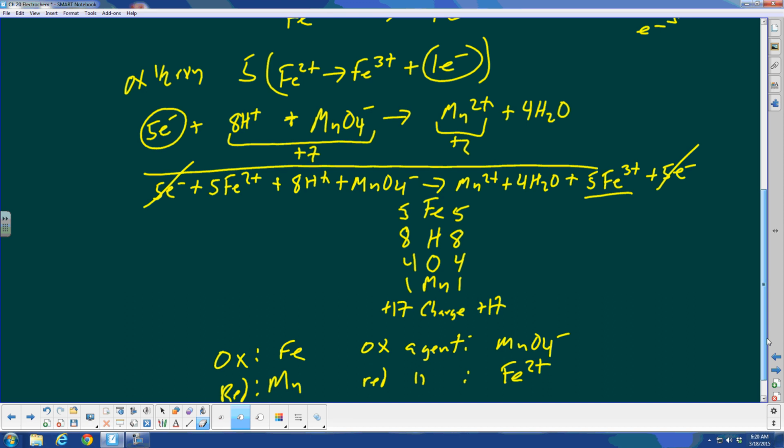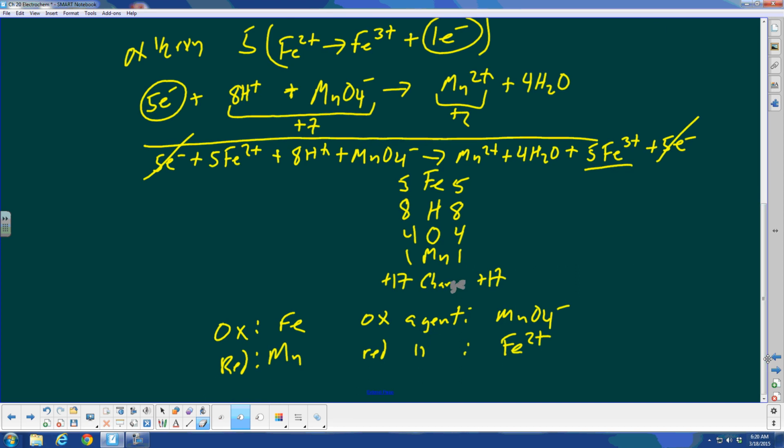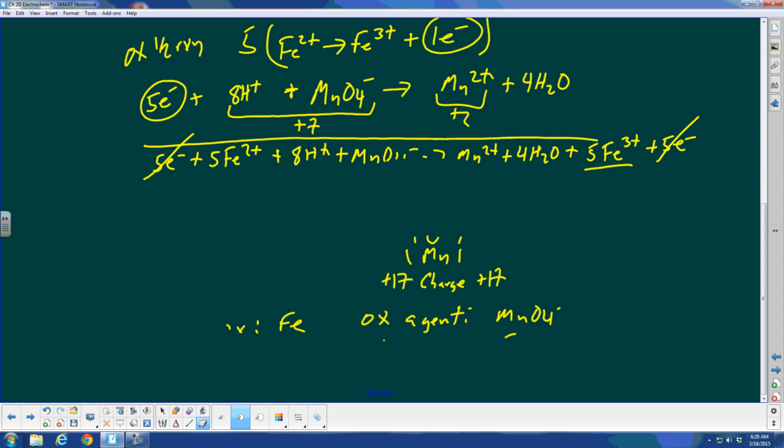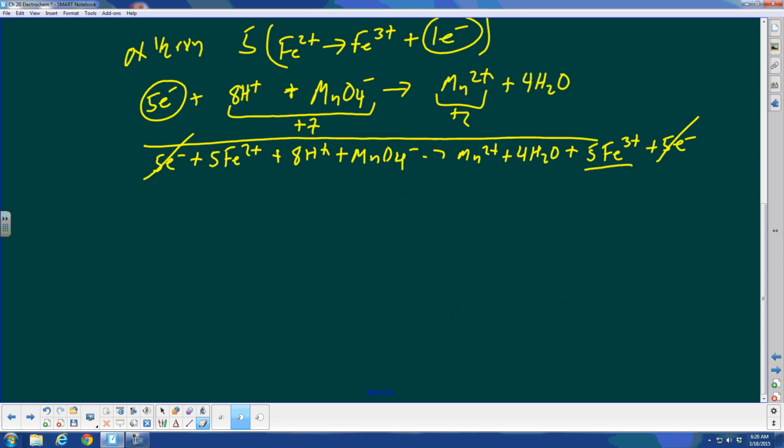So let's take this guy here, and let's say that we wanted to balance this in basic instead of acidic. Right here, this is making this acidic. So how do I make this whole thing basic? Well, I'd add 8 hydroxides to both sides. Got it? So what would happen when I have 8 H pluses reacting with 8 hydroxides? What do I make? I make 8 waters. So this thing becomes 8 waters.